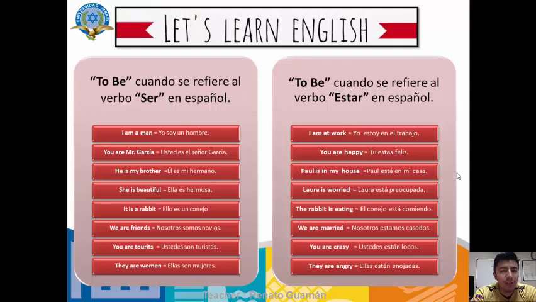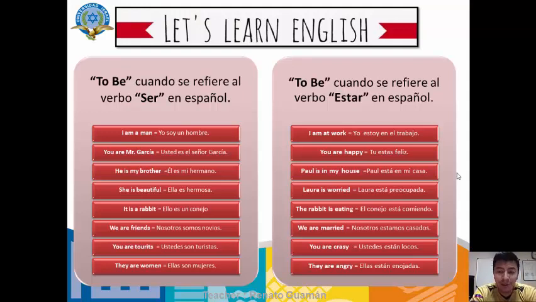You know how do you say boyfriend or girlfriend? That's me, novios o novias. You are tourists, ustedes son turistas. They are women, ellas son mujeres. The verb to be, that means when you said estar, okay, in Spanish. I am at work, yo estoy en el trabajo.